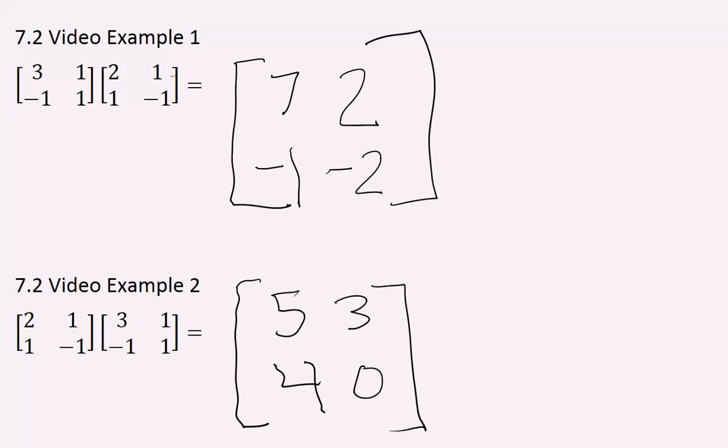So we get a very different 2 by 2 matrix. So when you multiply two matrices by each other, order matters. A times B is not necessarily the same as B times A.